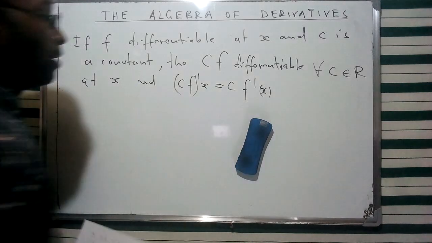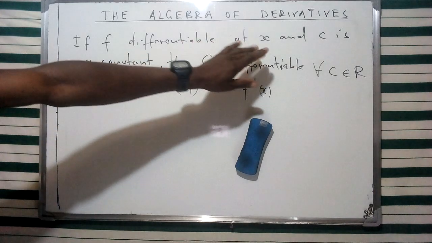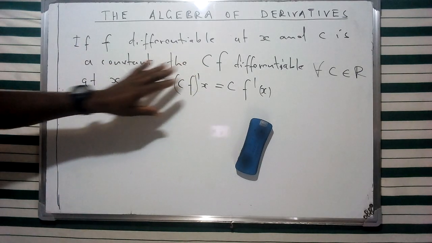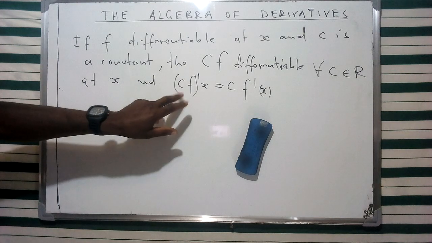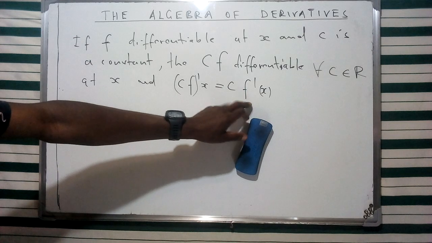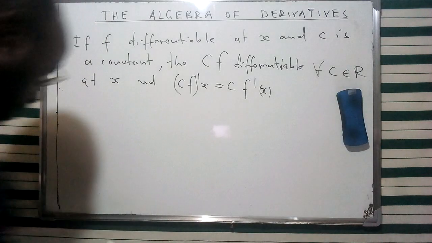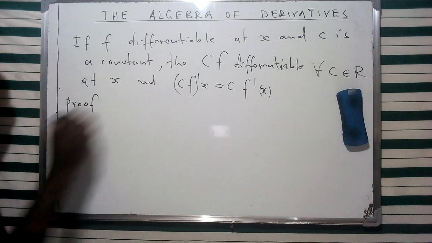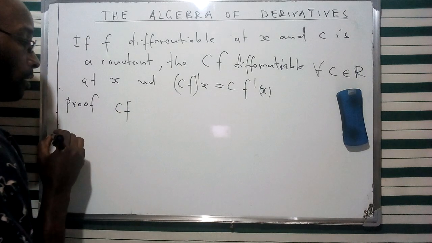So the statement is basically a theorem, whereby if a function f is differentiable at x and c is a constant, which is a part of the real numbers, then the product cf is differentiable also at x, and we have (cf)'(x) given as c f'(x). So this implies that this is c times the derivative. We can prove this by considering cf as a product of a function and the constant.